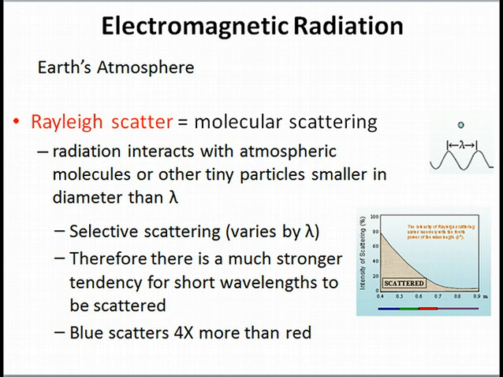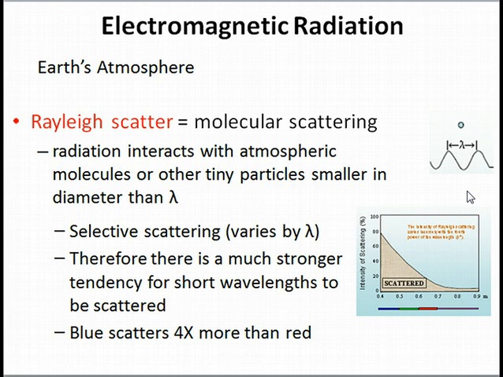Rayleigh scattering is sometimes called molecular scattering because it only occurs with very small particles. And when I say small, I'm talking about on the order of magnitude of the wavelengths themselves. So these molecules, these particles, are so tiny that the larger wavelengths would just zoom right around them and not interact at all. It's really only the smaller wavelengths that are impacted by these very small molecules.